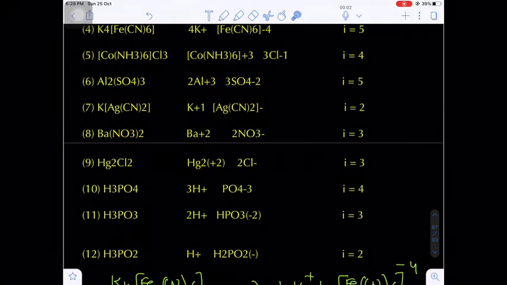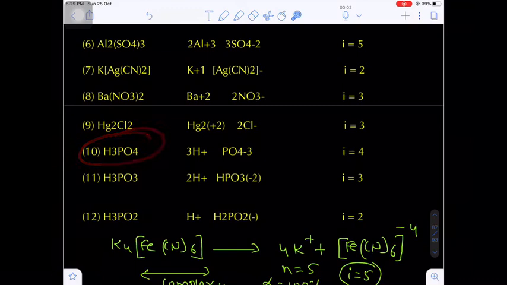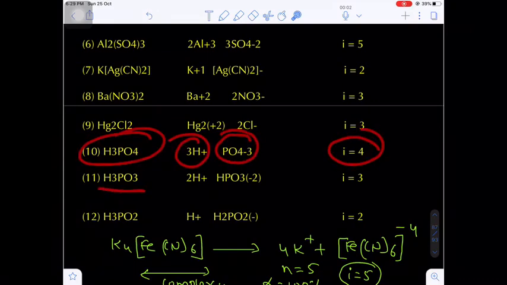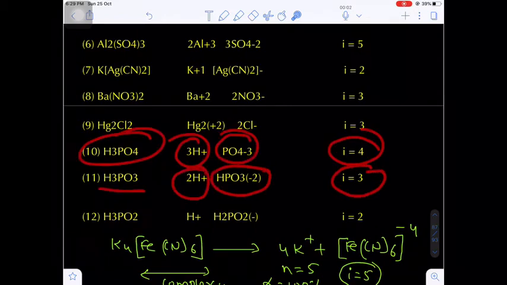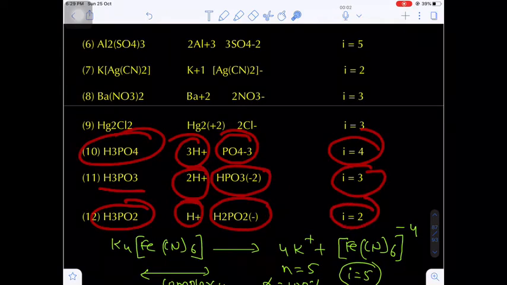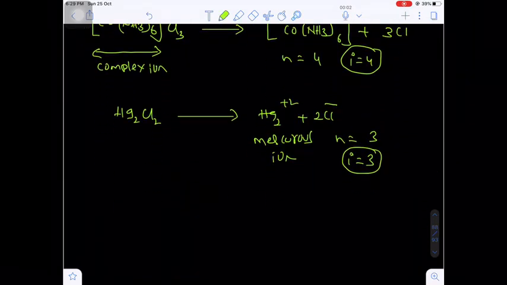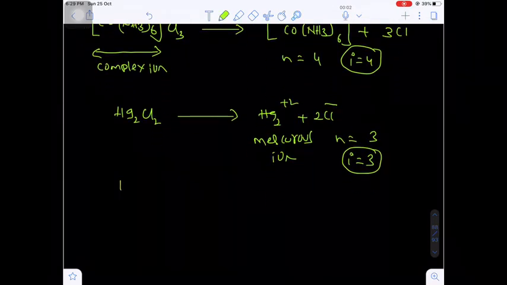Now the next one. H3PO4, 3 H plus ions, 1 phosphate ion, 1 plus 3, 4. H3PO3, only 2 H plus ions and 1 HPO3 minus 2 ion. So 1 plus 2 plus 1, 3. And H3PO2, 1 H plus ion and 1 H2PO2 minus, 1 plus 1, that will be 2. Do you know the basicity of the oxyacids of phosphorus? That means this is also very important.